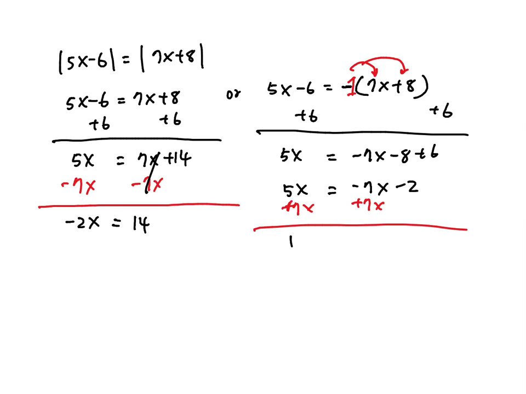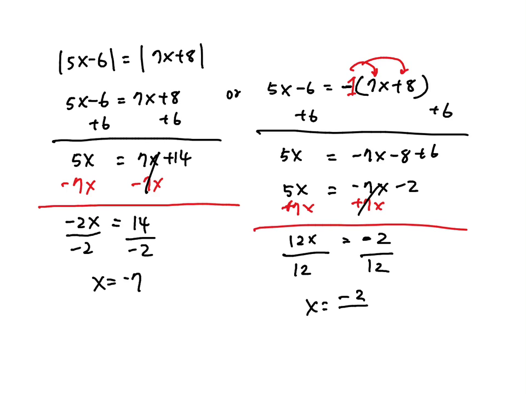So I get 12x equals negative 2. And from here, it's pretty straightforward. The equation on the left, divide both sides by negative 2. I get x equals negative 7. On the equation on the right, I had to divide by 12 on both sides. I get x equals negative 2 over 12, which is negative 1/6. And that will be your solution.